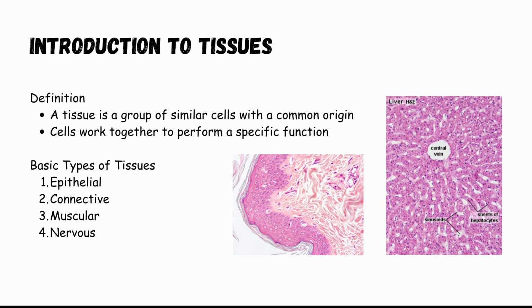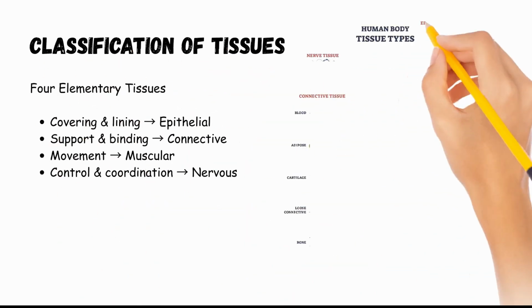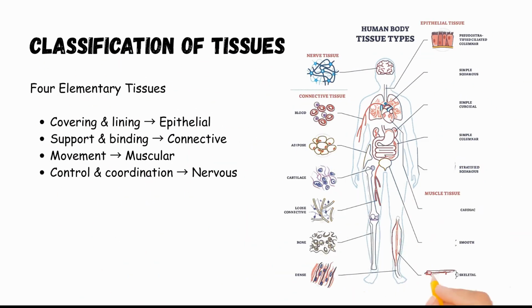A tissue is defined as a group of similar cells, along with their intercellular products, that work together to perform a specific function. For example, muscle cells group together to form muscular tissue, which helps in movement. Even though cells may differ in size and shape, they organize into tissues that form organs and organ systems. The human body is made up of four elementary tissues, and each has a specific role.